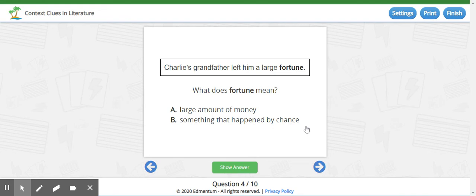Again, with context clues, most of the time you can substitute the answer for the bold print word and it will still make sense. So let's try that. Charlie's grandfather left him a large amount of money. That makes sense. But let's hold on, because you want to read all the options and eliminate everything but the best answer. B, Charlie's grandfather left him something that happened by chance. Something that happened by chance can't be something that his grandfather left.